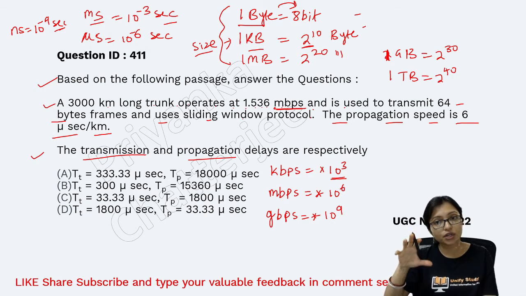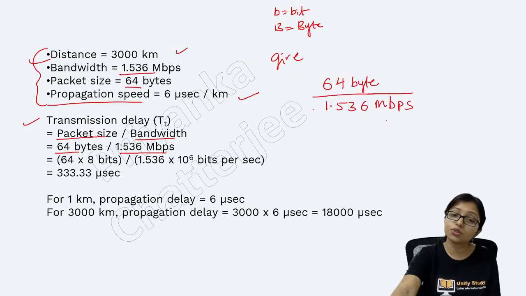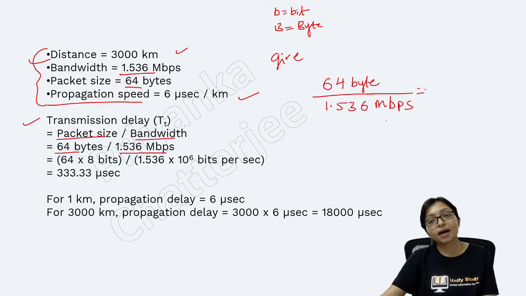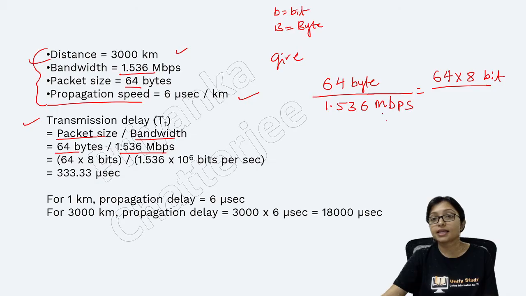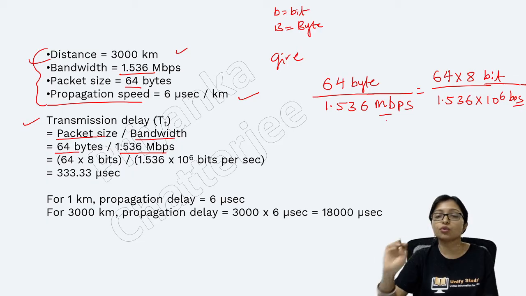And that's why students are not doing these unit conversions, and here is the problem. Now come to here. I have to convert this byte into bit. So I told you 1 byte is 8 bit. So 64 multiplied by 8. Now this is converted into bit. mbps I have to convert into bit per second. That's why I have to multiply with 10 to the power 6. Now both are in bps, bit per second, and the upper is bit. Now you can do the operation.